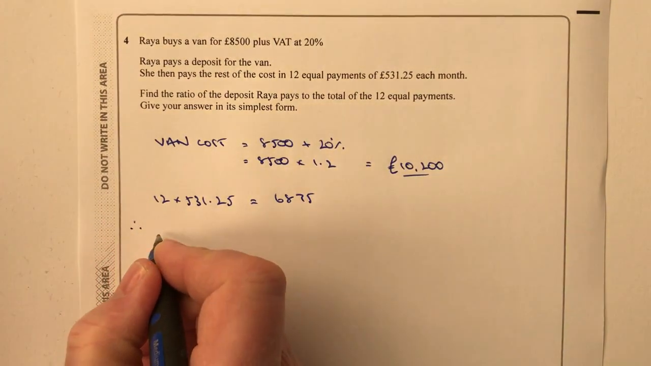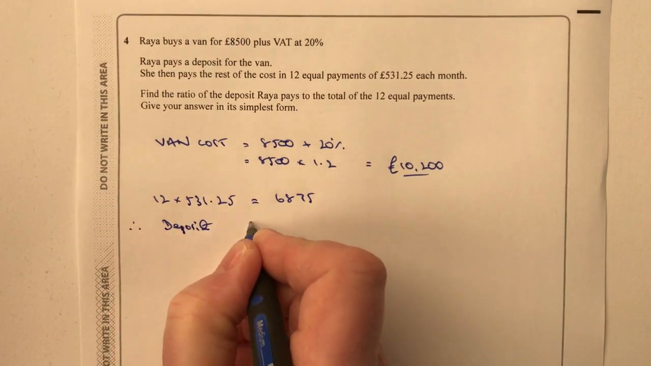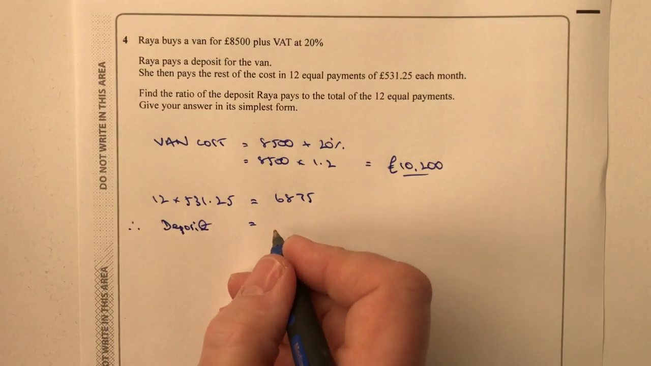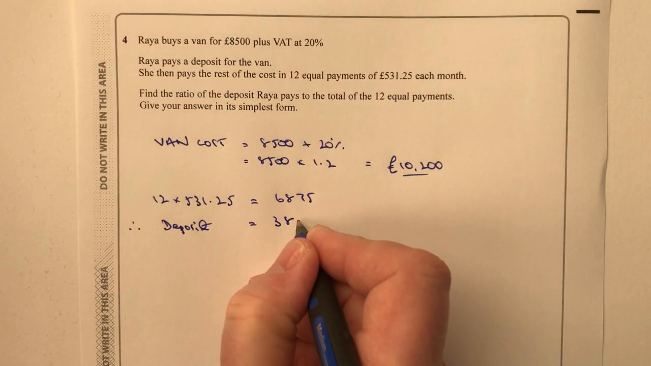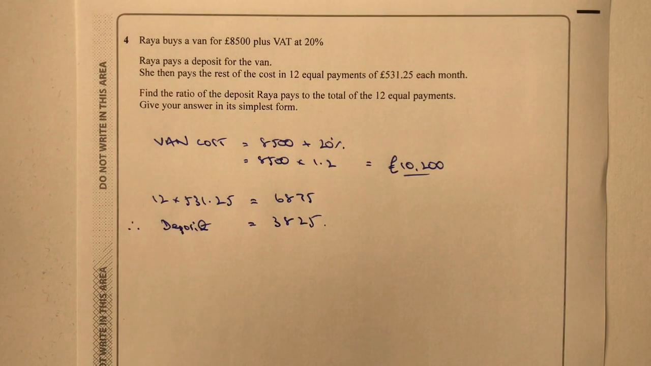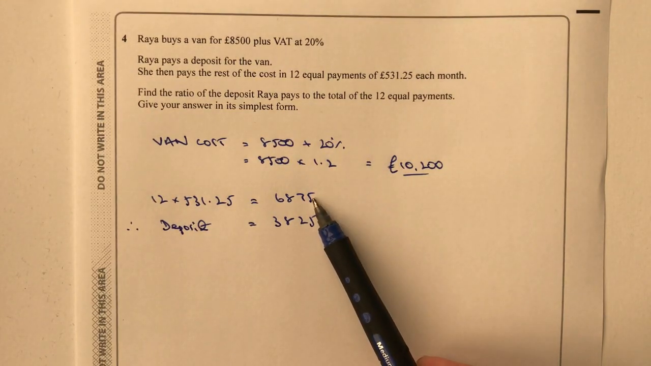But it also means if we take that away from the 10,200, it means therefore the deposit will be the difference between that and that. So it's going to be a deposit of £3,825. Okay, so we've now got the components in place to be able to answer the question, which is to find the ratio of the deposit to the 12 payments.